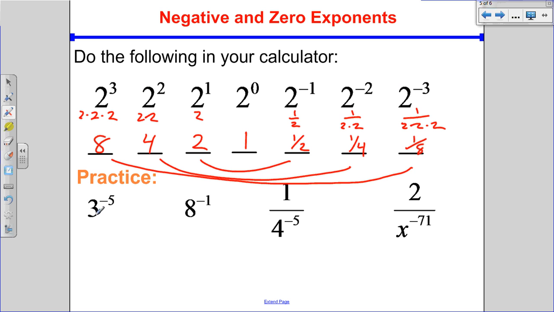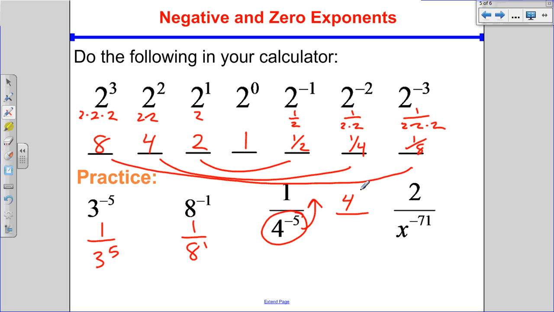So when I see 3 to the -5, that's really 1 over 3 to the +5. Put it in the opposite position. Switch it from numerator to denominator. Same thing here, 1 over 8 to the 1st power. Now, if it's a negative in the bottom, to make it positive, we just put it in the opposite position. So it's not always the denominator, you just have to change the position.